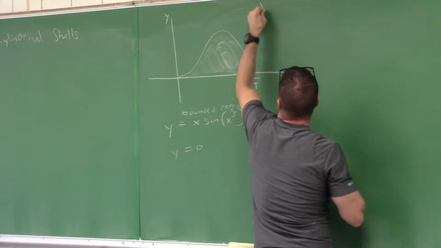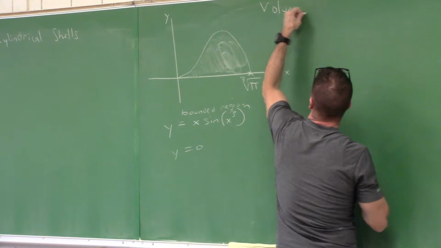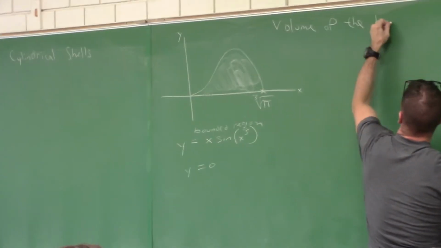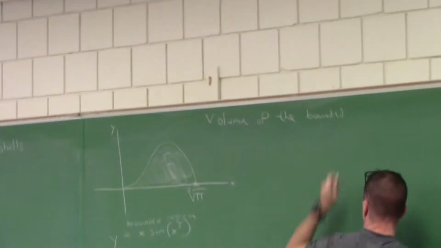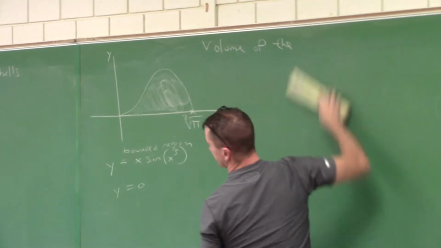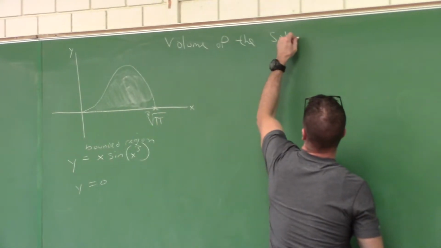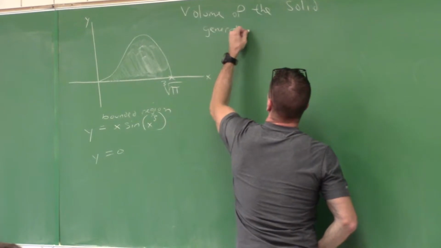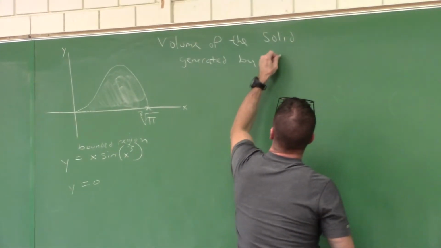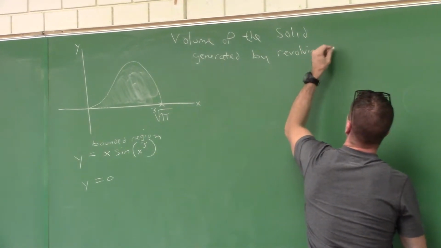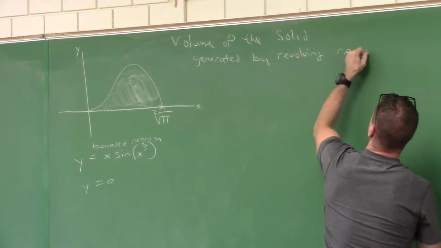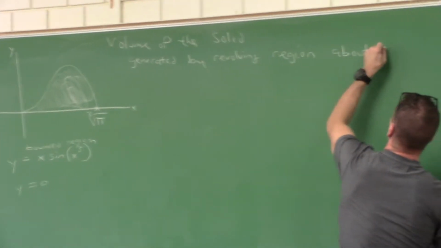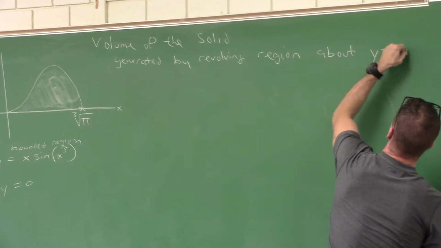Let's find the volume of the bounded region. Well, I'll put solid generated. Find the volume of the solid that is generated by revolving that bounded region that we just mentioned about the y-axis. Okay.